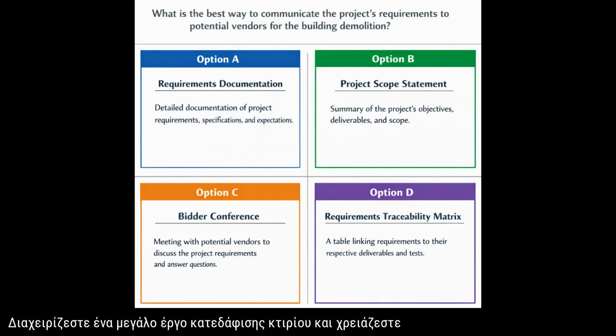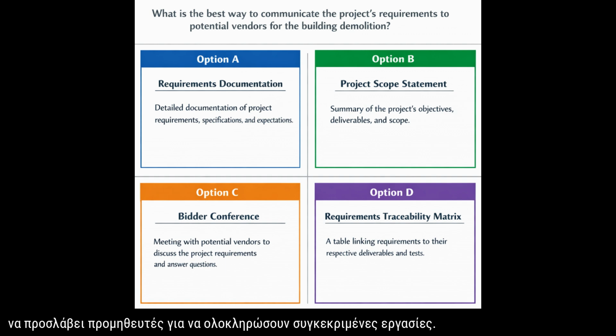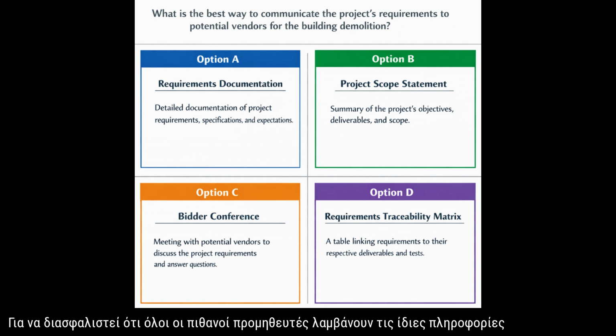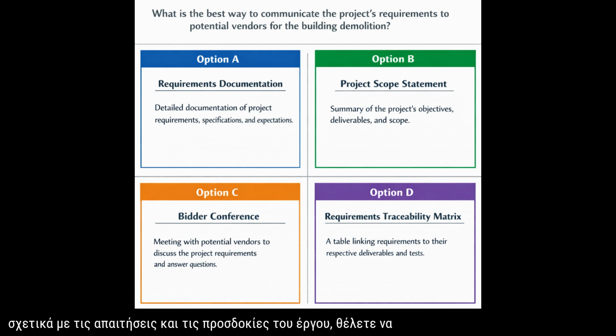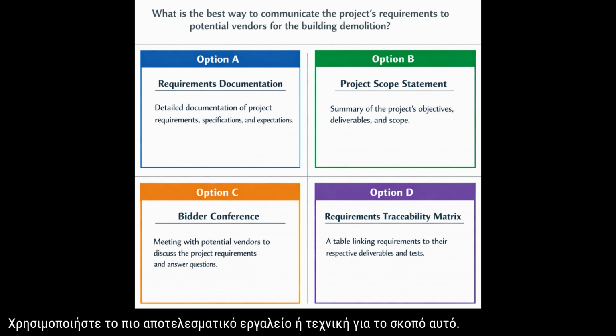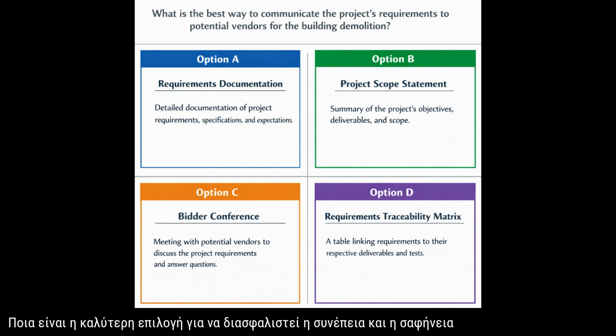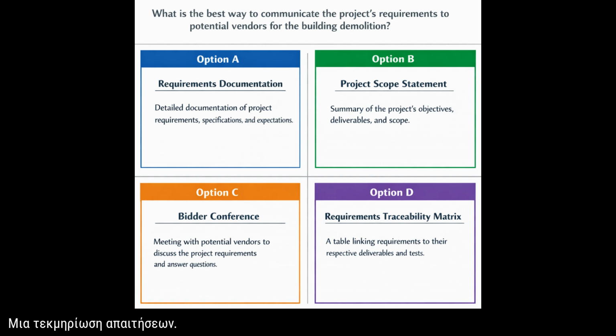You are managing a large building demolition project and need to hire vendors to complete specific tasks. To ensure all potential vendors receive the same information about the project requirements and expectations, you want to use the most effective tool or technique for this purpose. What is the best option to ensure consistency and clarity in communication? A. Requirements documentation, B. Project scope statement, C. Bidder conference, D. Requirements traceability matrix.